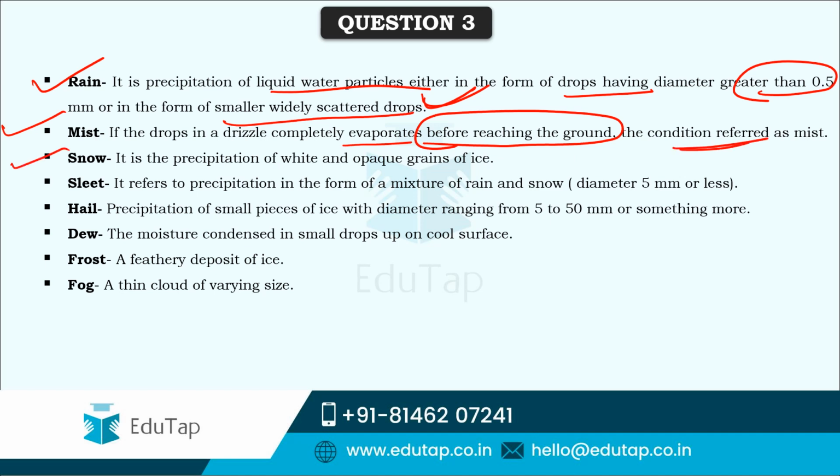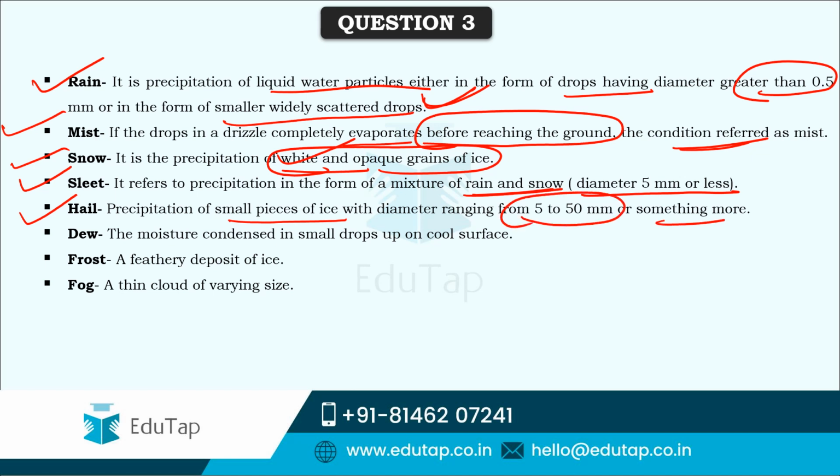Snow. It is a precipitation of white and opaque grains of ice. Then what is sleet? It refers to precipitation which is a mixture of rain and snow, and diameter is 5 mm or less. And what is hail? Here the precipitation is small pieces of ice, and here the diameter can range from 5 to 50 mm and sometimes even more than that also. Hail, that's why we say hailstorm, that ice pieces will fall.